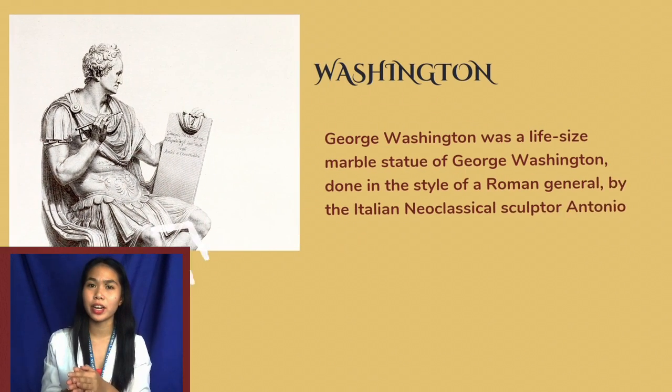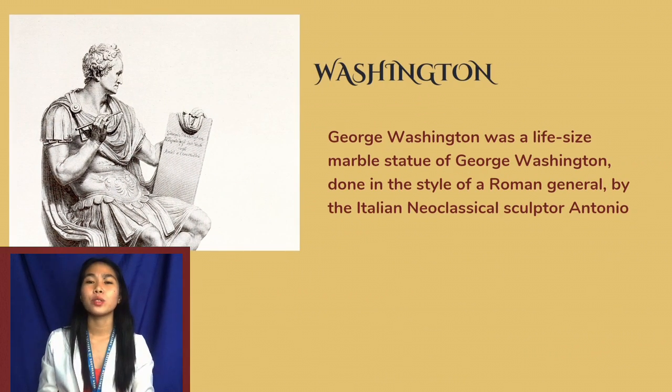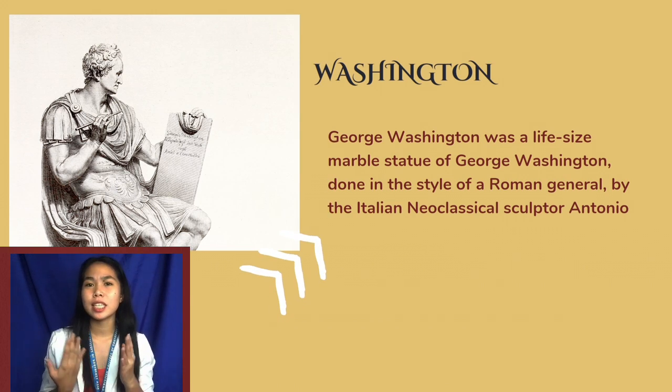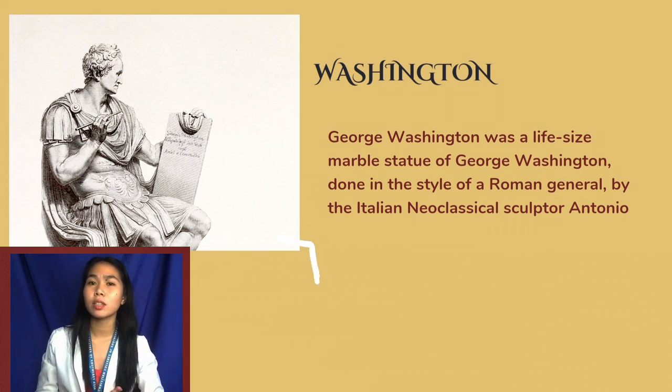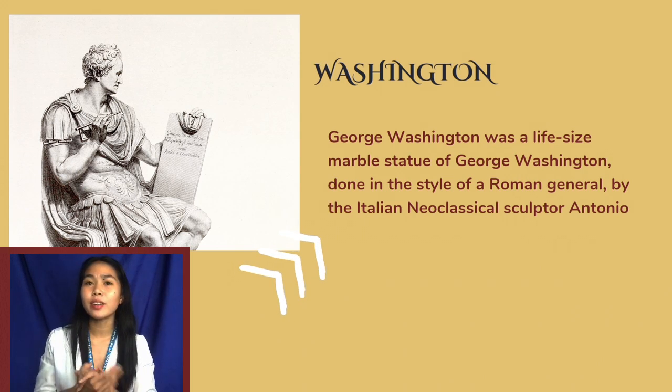Next, we have here the Washington. So George Washington was a life-size marble statue of George Washington, done in the style of a Roman general, by the Italian neoclassical sculptor, no other than Antonio Canova. So this is a marble sculpture of Washington, currently displayed at the North Carolina Museum of History.